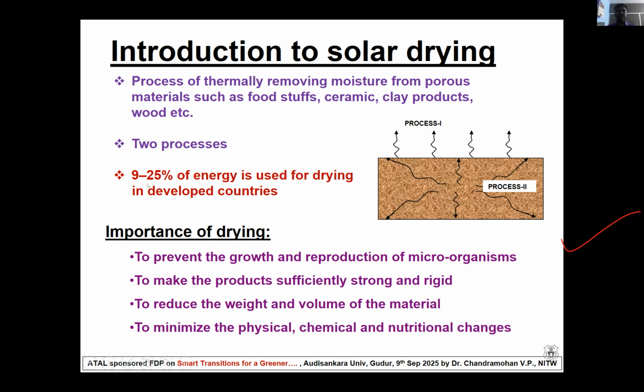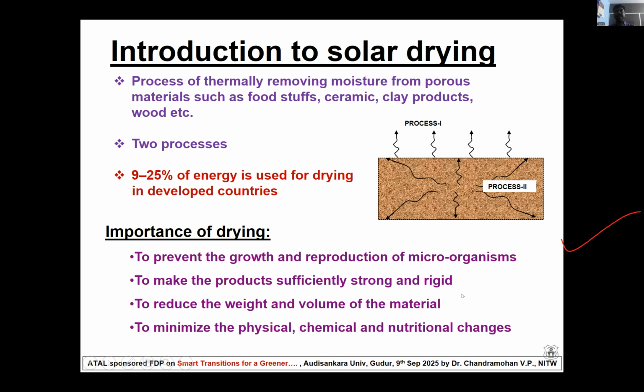And then we need to know the importance of this. Totally 9 to 25% of the energy is used for drying applications. So you can understand how much energy-consuming a process drying is. The other importance is to prevent the growth and reproduction of microorganisms. If the moisture is more in the food products, then definitely bacteria and fungus will grow and the food will be unusable. Therefore, we have to reduce this growth and reproduction.